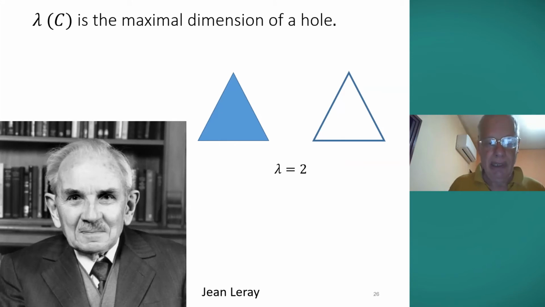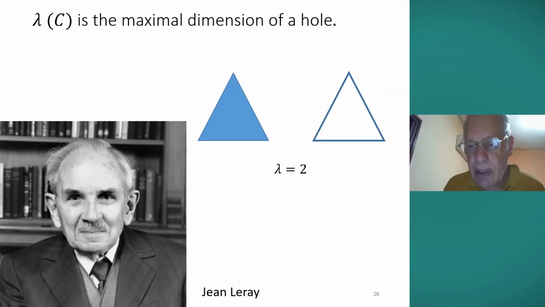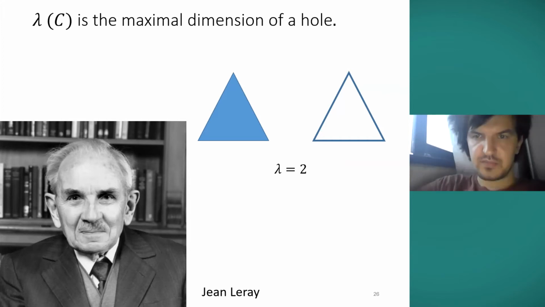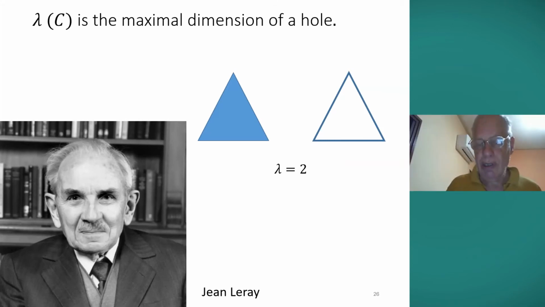Lambda of C, lambda is for array, is the largest dimension of a hole. So the largest dimension of a hole. So look again at this picture with the 2 triangles. If you remember, eta was 1 because there was a hole of dimension 1, but there is a larger hole, the right triangle, which is of dimension 2. So lambda is 2.